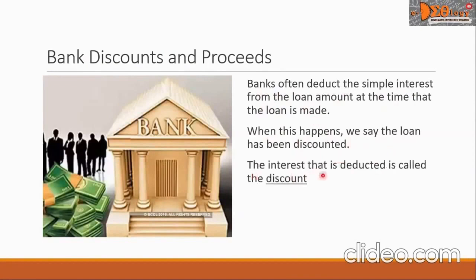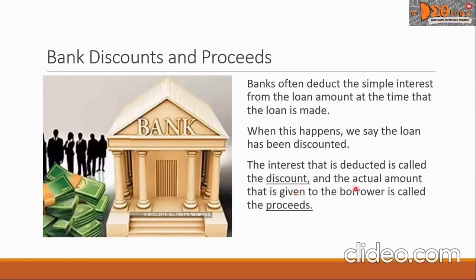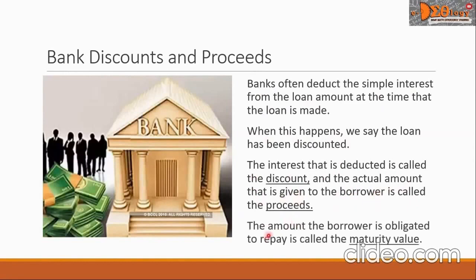The interest that is deducted is called the discount, and the actual amount that is given to the borrower is called the proceeds. The amount the borrower is obligated to repay is called the maturity value.